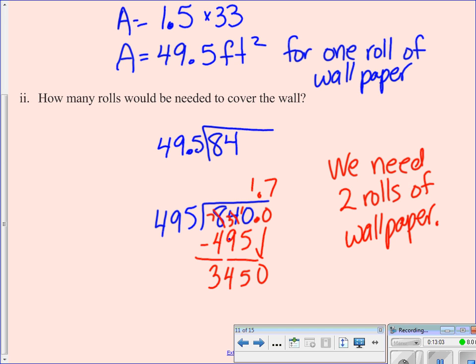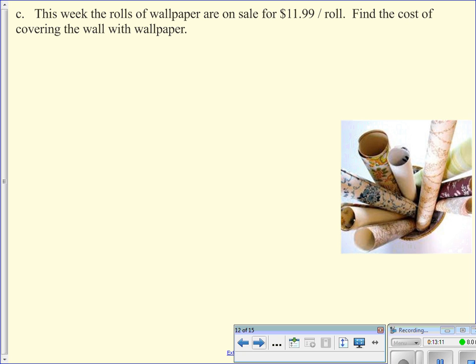So let's continue. So now I know what my net area is. I know how much wallpaper I need. Let's see what it's costing. My husband chose this week to do it because wallpaper's on sale. Yeah. It's $11.99 per roll. Per means to multiply. So I need two rolls.